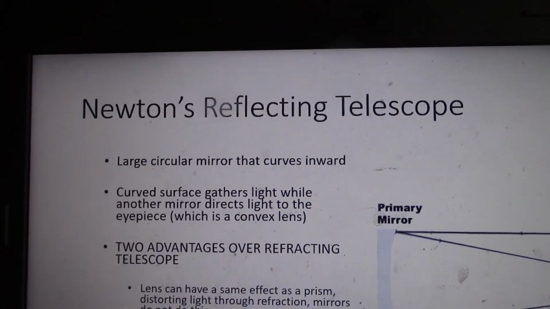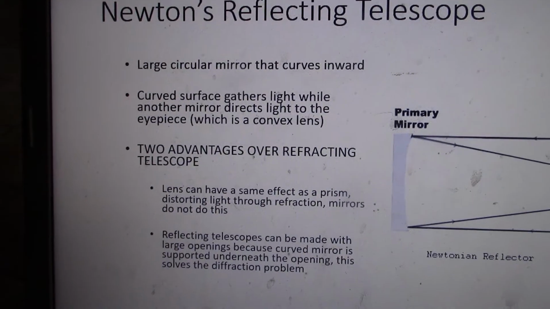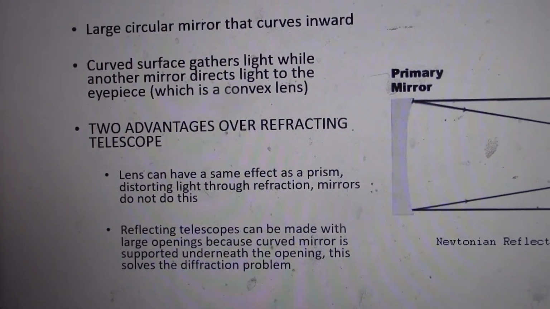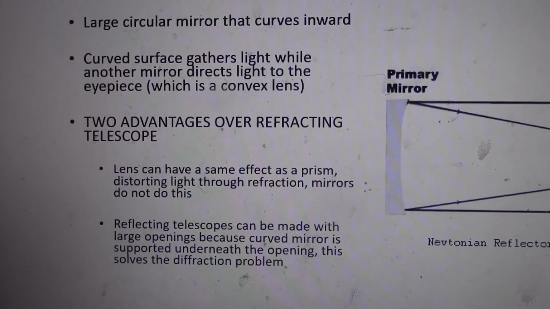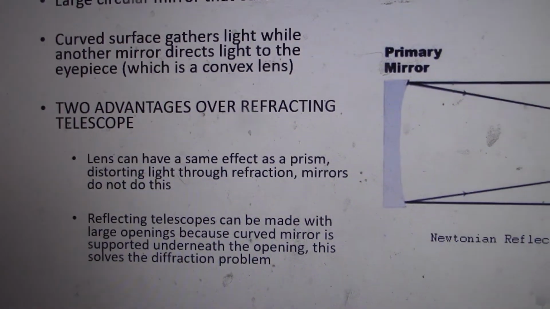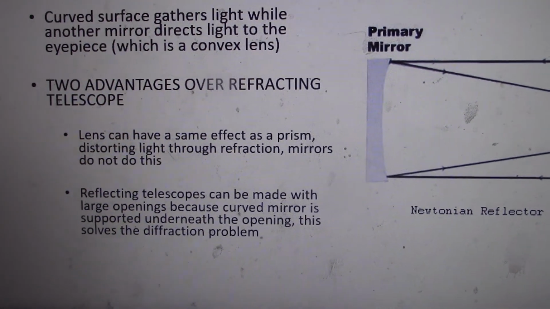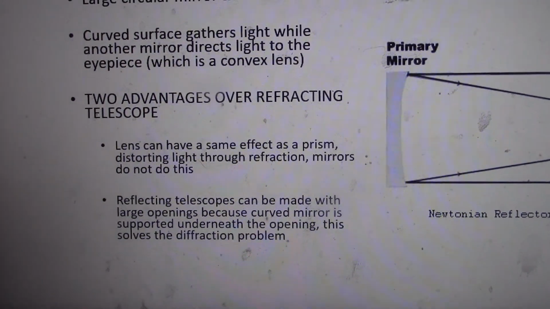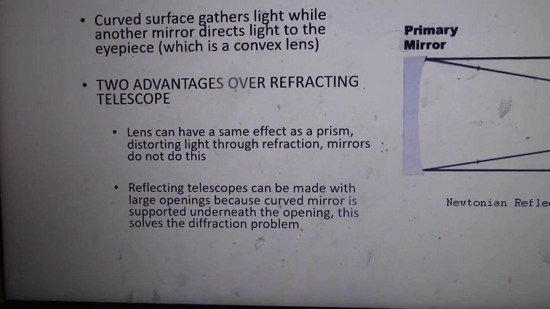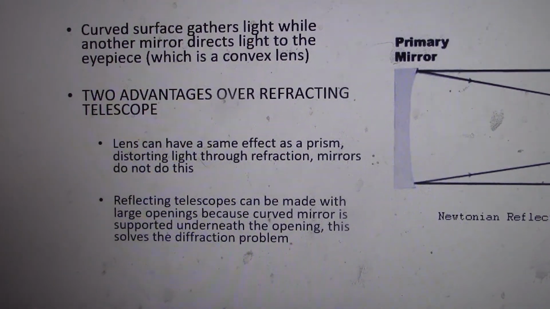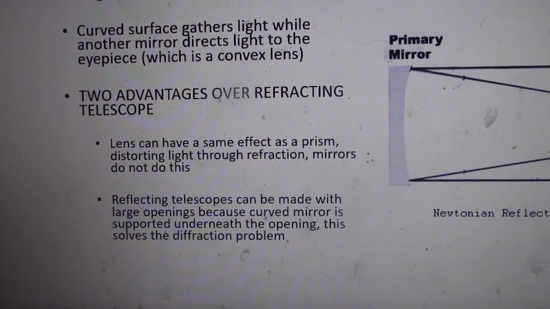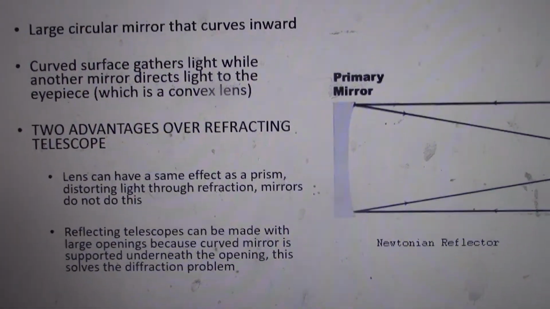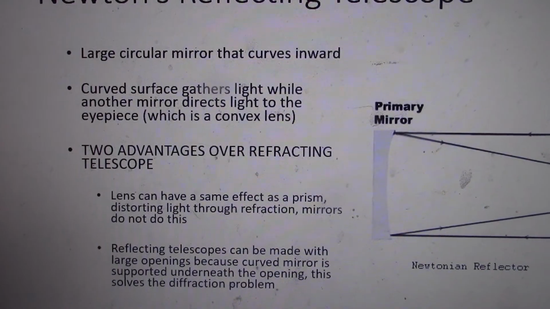So a reflecting telescope has a large circular mirror that curves inward. There are two big advantages of reflecting telescopes over refracting telescopes. Lenses can have the same effect as a prism, right? So mirrors don't have the problem of refraction, whereas refracting telescopes obviously do. Reflecting telescopes can be made with really large openings because the curved mirror is supported underneath, and it can reflect light to a focal point, and this solves the problem of diffraction from the actual aperture itself.